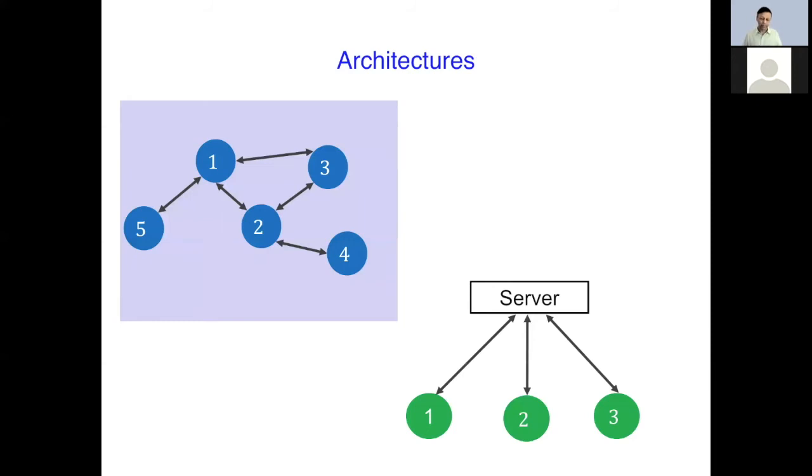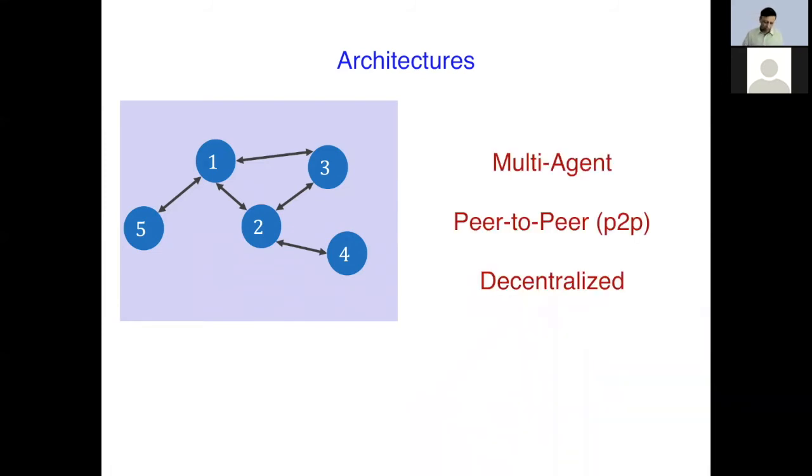Okay, so we talked about the server-based scheme, and now I want to get to the peer-to-peer architecture next. And there I'll spend a little bit more time because it's a little bit surprising that the peer-to-peer algorithm actually works. So for the peer-to-peer setting, you might see different terminologies being used in the literature. Sometimes these algorithms are called multi-agent, sometimes peer-to-peer, sometimes decentralized. I often just call them distributed.